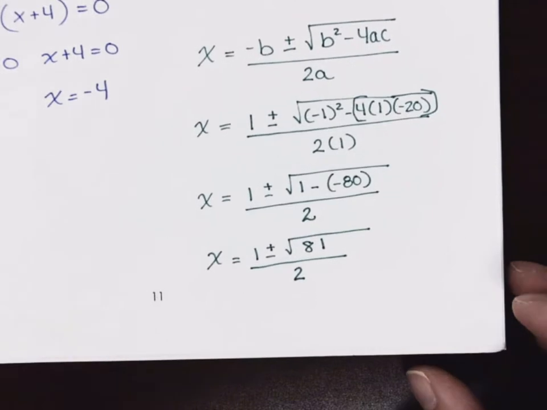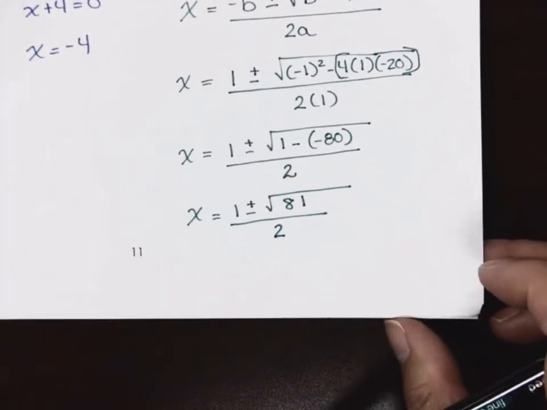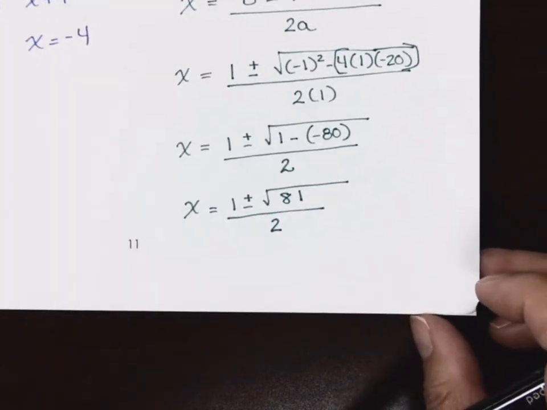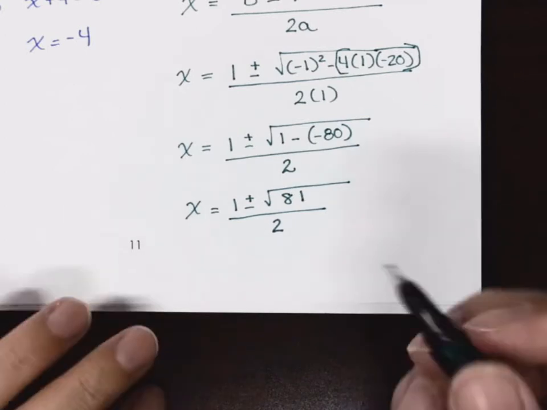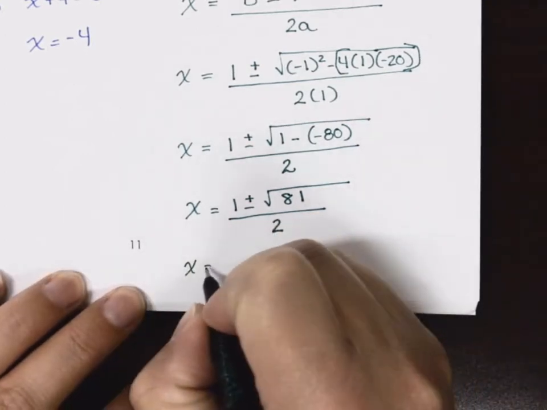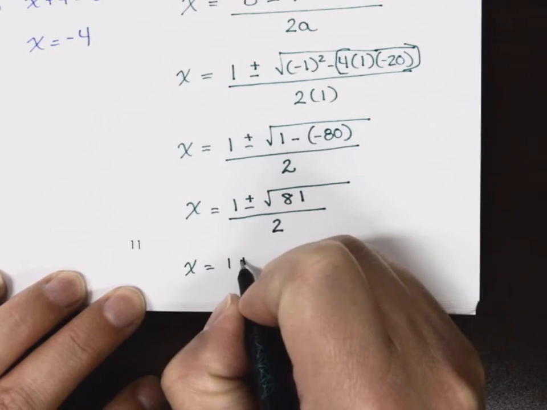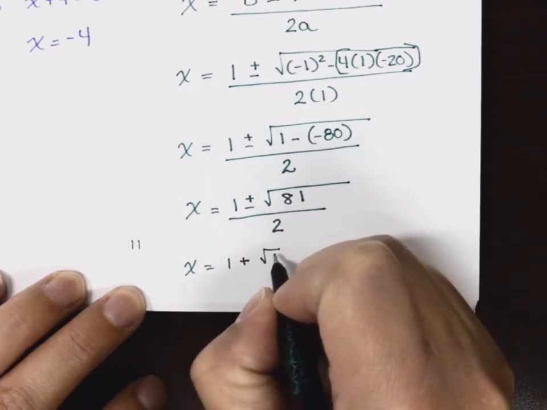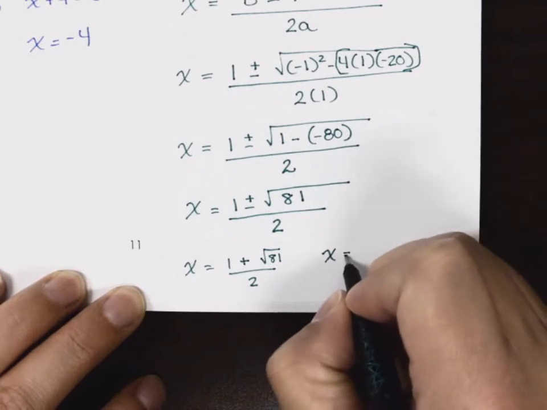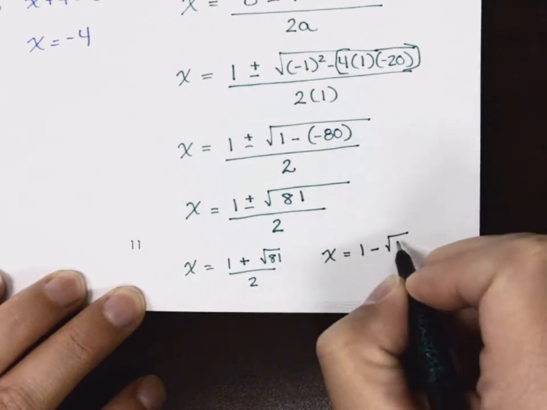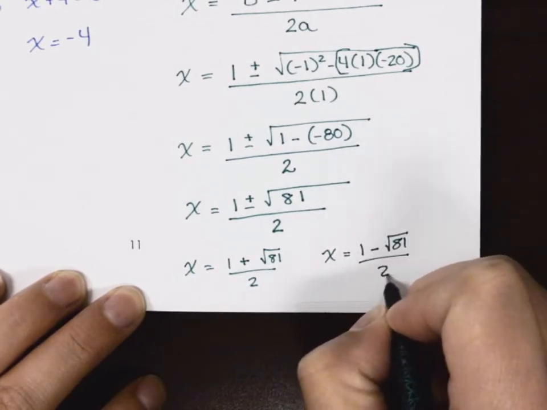Okay, so it looks very different. We're not done our math yet. Anybody excited about the 81? Well, it's a perfect square, right? So I can square root it pretty easily. So this is where we break into two separate formulas. So we're going to have x equals 1 plus root 81 over 2, and x equals 1 minus root 81 over 2.